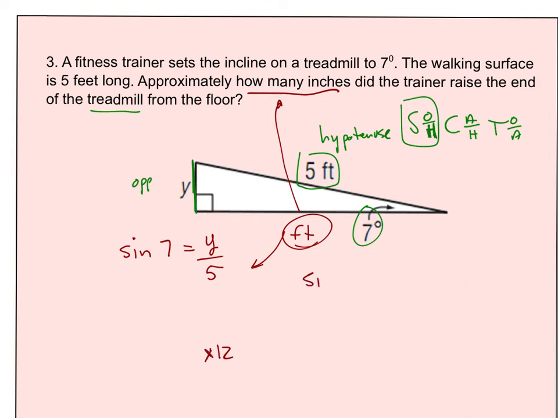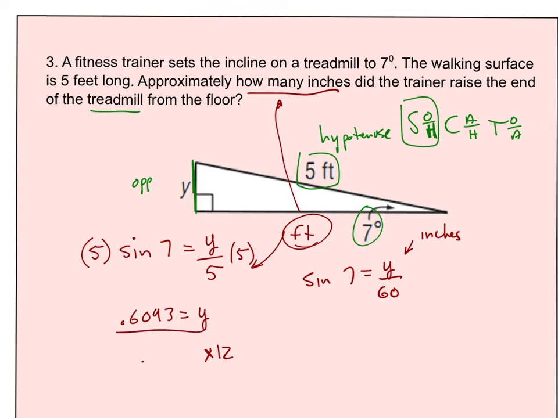Or another way I could do it, I could say sine of 7 equals y over 60. Now, that is in terms of inches, so my answer would be in terms of inches. You could do it either way, whichever you feel comfortable with. Back to algebraically, what am I doing? I'm just going to multiply it by 5. So I will take the sine of 7, multiply it by 5, and I get 0.6093 equals y. But remember, this is in terms of feet.